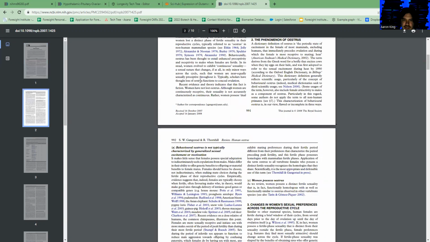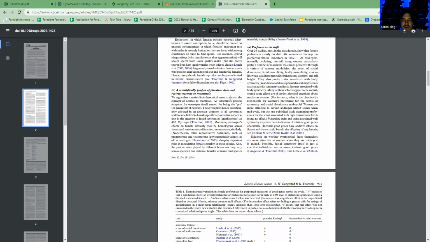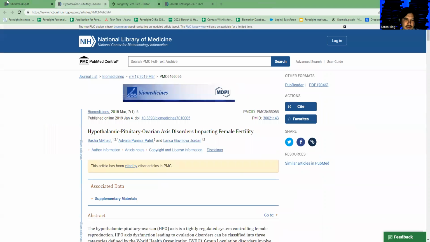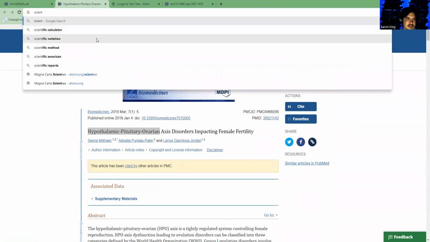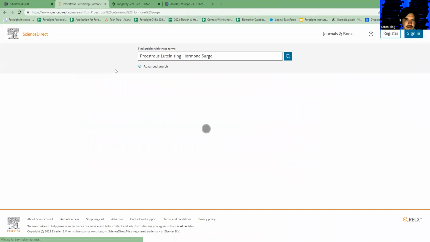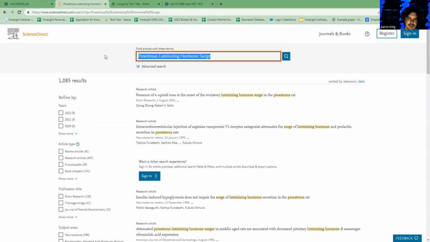Is it just behavioral? What? We can close this. What are we looking for right now? We started with the hypothalamic pituitary ovarian axis. I think we just continue on this line. Okay, great. Pituitary, hypothalamus.